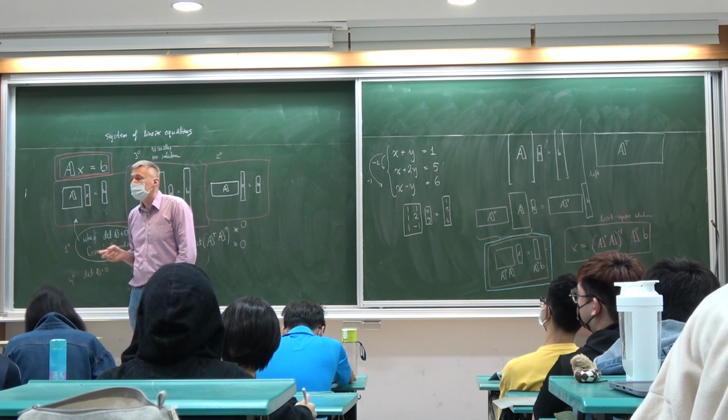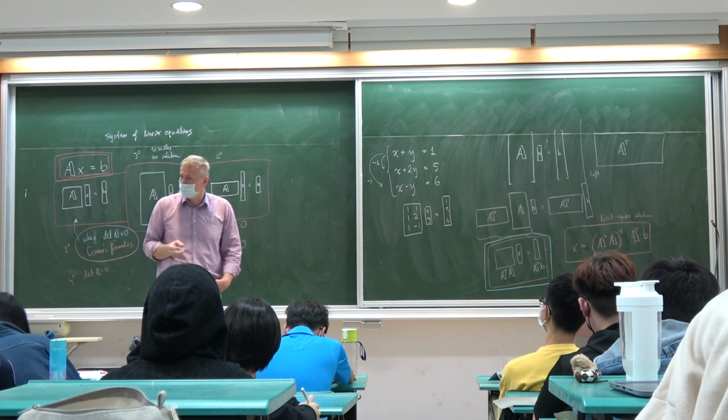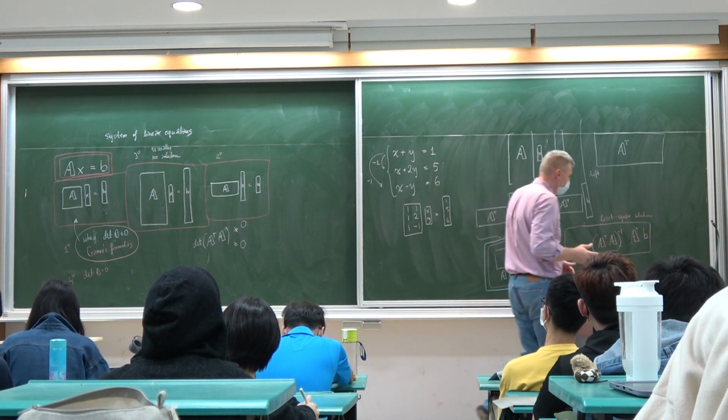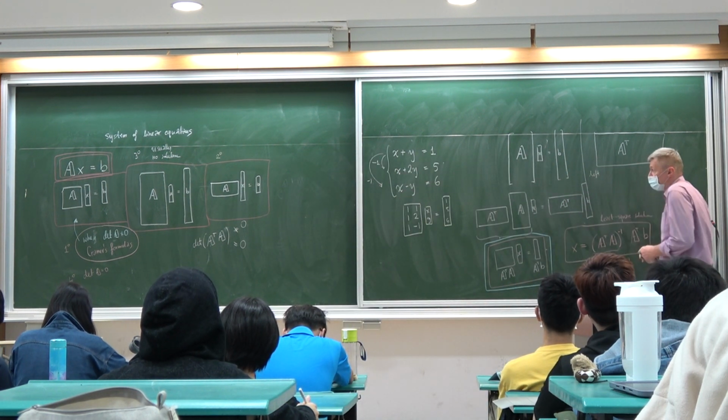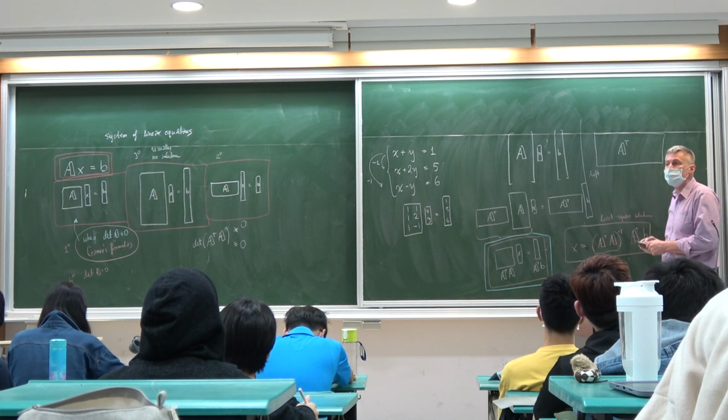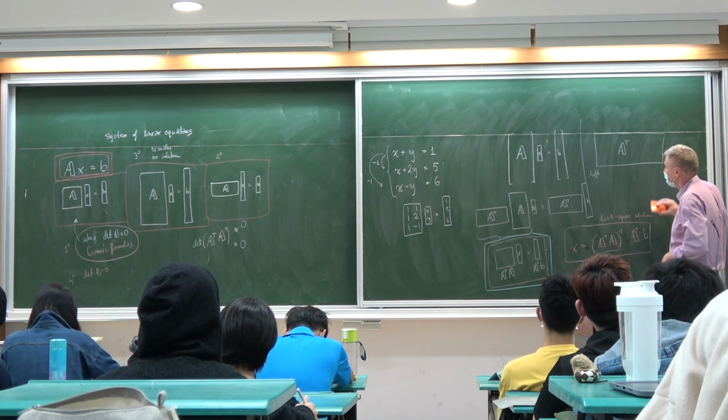Now, I show the last situation. What to do when you have a square problem, but you cannot solve it because the matrix is singular. Then you get something called a generalized solution. Let me now explain.